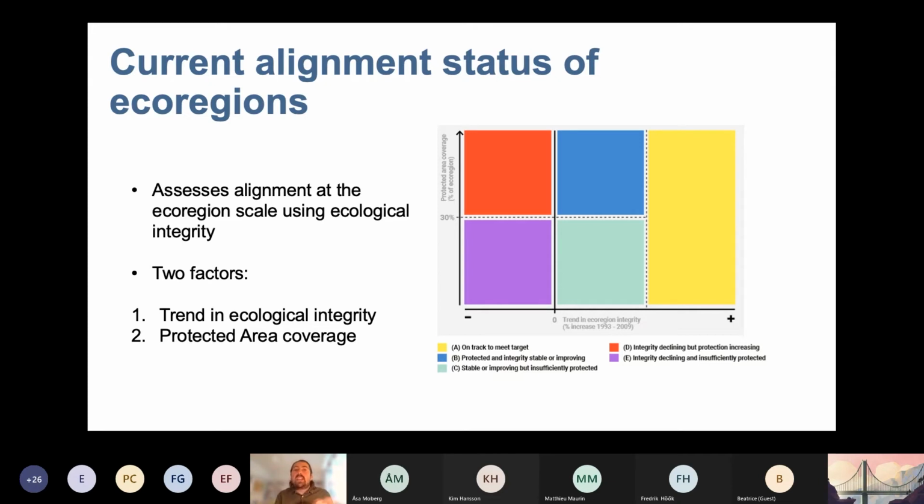So we can say in an ecoregion that's declining in integrity and is insufficiently protected, then the company should really be achieving net gain in order to be considered aligned with global goals in that region. But if they're operating in an ecoregion that's already met its protected area targets and its increase in integrity target, then potentially just a no net loss target is sufficient to be considered aligned.